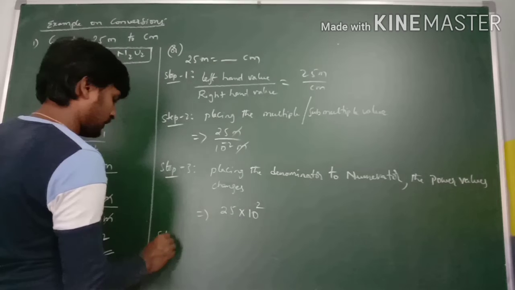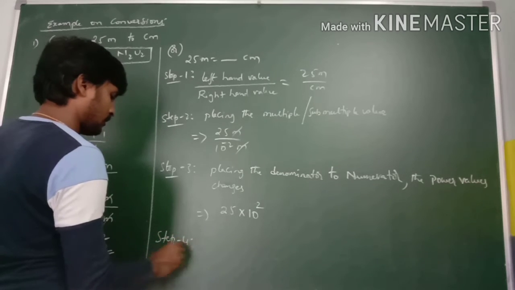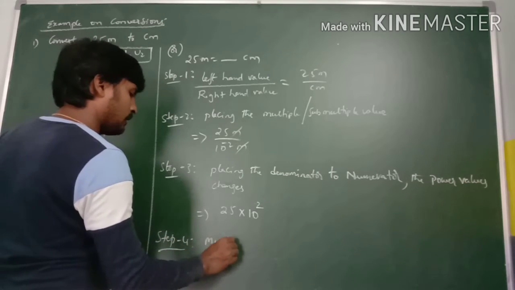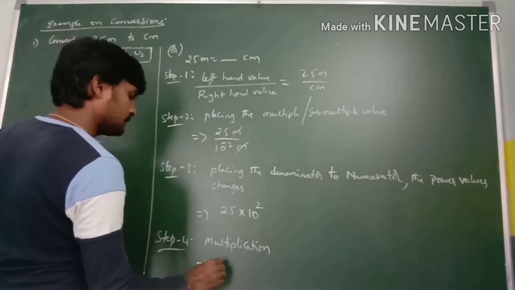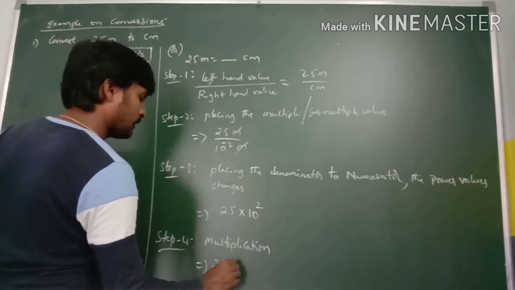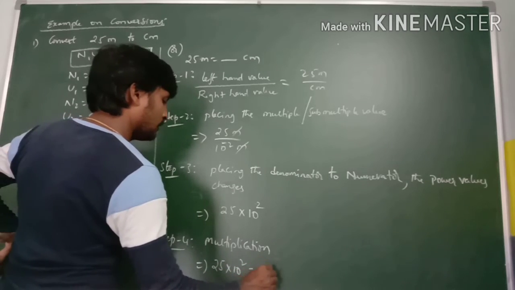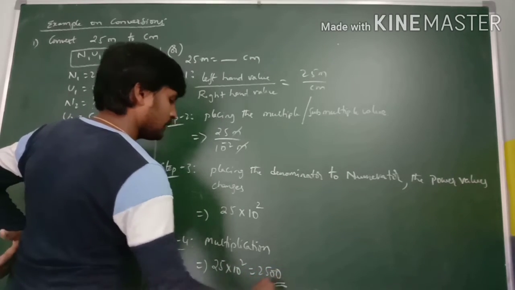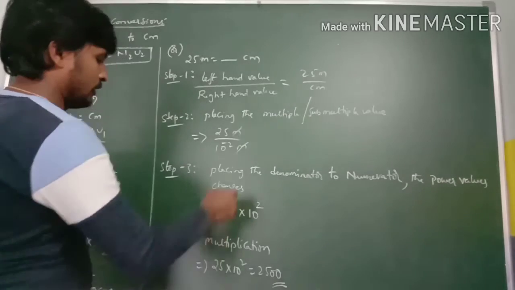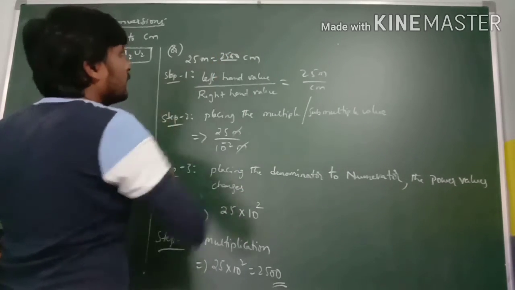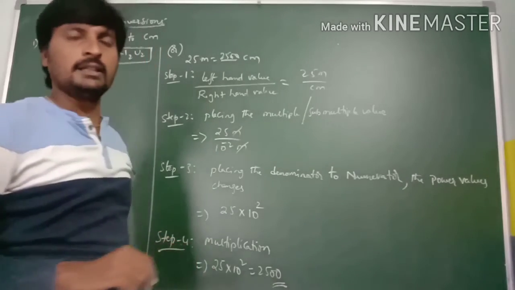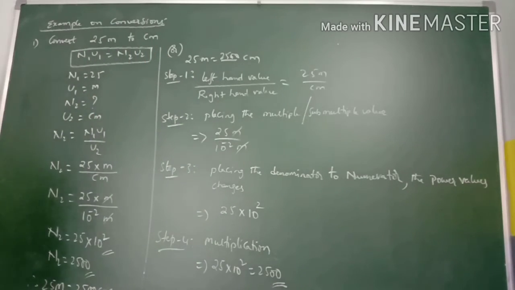Step 4, multiplication. Place 25 into 10 power 2, which means 2500. So it is the answer. So 25 meters is equal to 2500 centimeters. In this way, we can do the conversions.